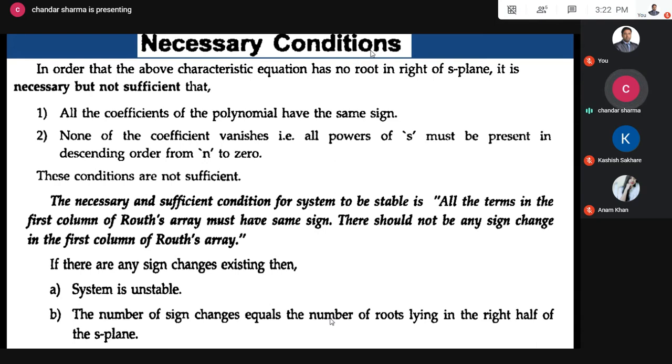अगर first column of Routh's array में एक बार भी sign change हो रहा है तो we can say that the system is unstable. और जितने बार sign change होंगे उतने number of poles या number of roots right hand side में रहेंगे. तो from this, by constructing the Routh's array, you can comment on the stability of the system.